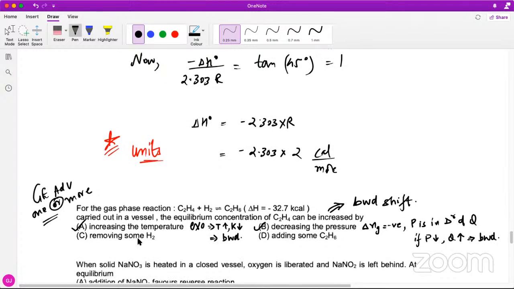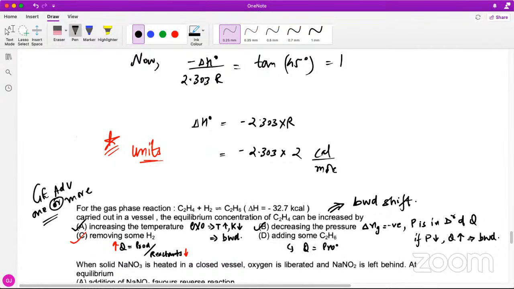Okay. What about removing H2? So decreases reactants, therefore Q increases. Q is products upon reactants. Yes, sir. और यहाँ पर हम लोग क्या कर रहे हैं? remove कर रहे हैं reactant को. Reactant को कम करेंगे तो फिर Q बढ़ेगा ना? Yes, sir. Q बढ़ेगा implies the shift is going to be in the backward direction.